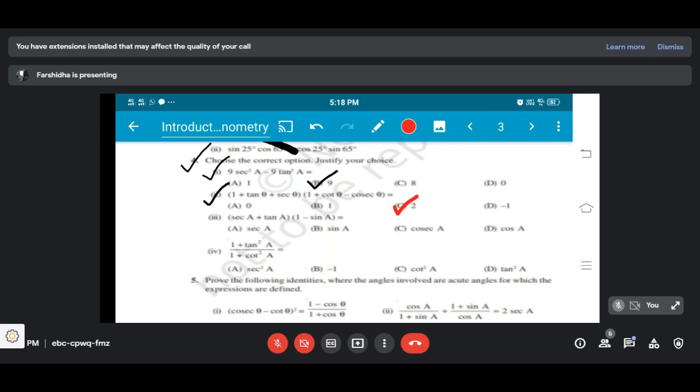Option C is the answer. Question number 3: (sec A plus tan A) into (1 minus sin A).